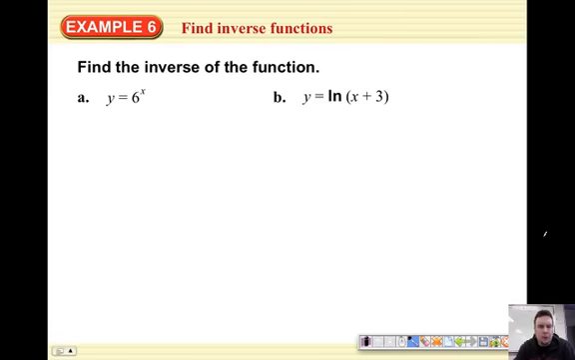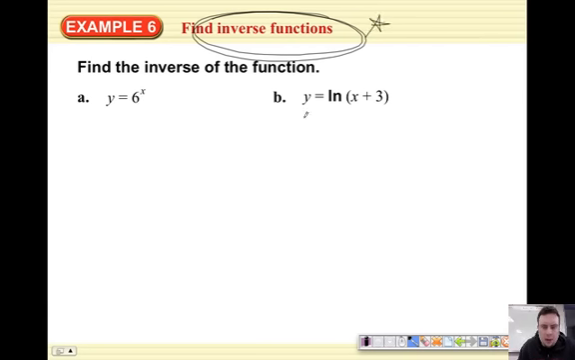Alright. Oh, here we go. Find the inverse functions. I like these right here. Okay. Find the inverse. Y equals 6 to the power of x. Star this because people really screw these up. Just being honest.